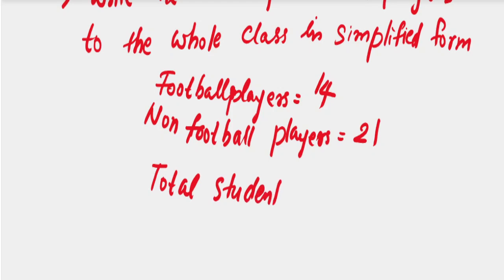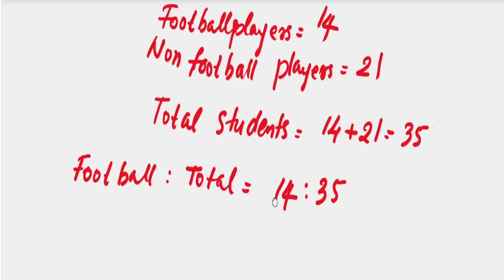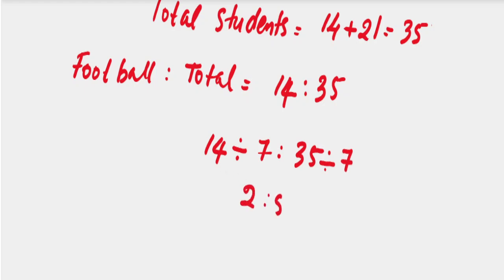We know that the total students are 14 plus 21, which is equal to 35. So now we can write football players is to total students. Football players are 14, total students are 35. Next, we have to simplify 14 is to 35. So we will divide both sides by 7. That is 14 divided by 7 is to 35 divided by 7. So we get 2 is to 5.